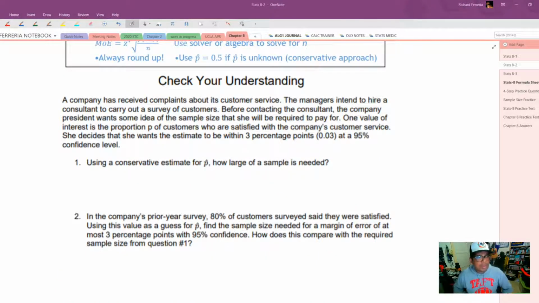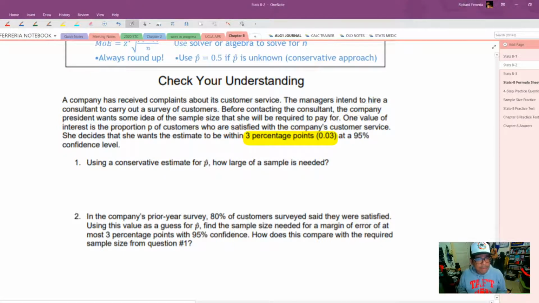So we've got a company who's received complaints at its customer service. What is new? The managers intend to hire a consultant to carry out a survey of the customers. Before contacting the consultant, the company president wants some idea of the sample size that she will be required to pay for. One value of interest is the proportion of customers who are satisfied with customer service. She decides that she wants to estimate within 3 percentage points at a 95% confidence level.